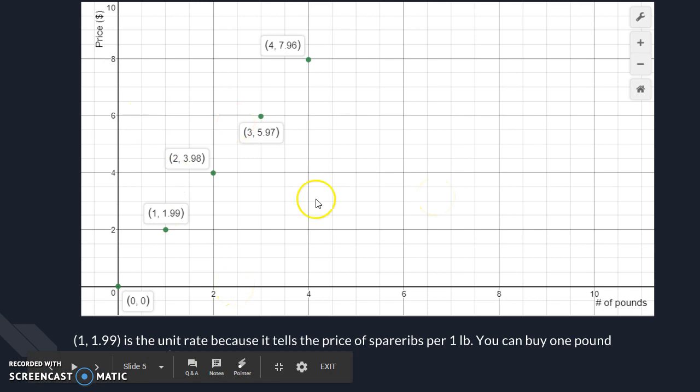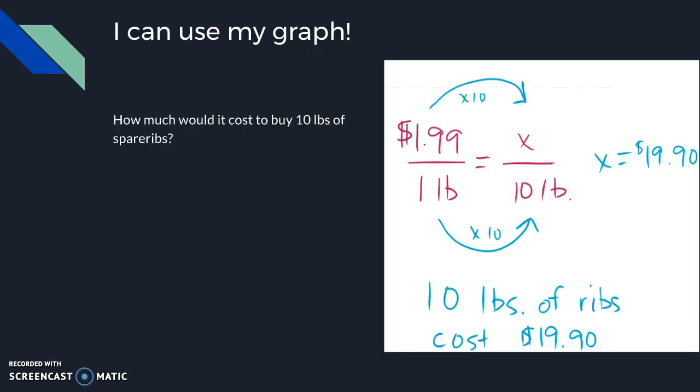So my unit rate then would be right here on the graph. For 1 pound, it's going to cost me $1.99. And this is my unit rate because it has a denominator of 1. It's my price per 1 pound.